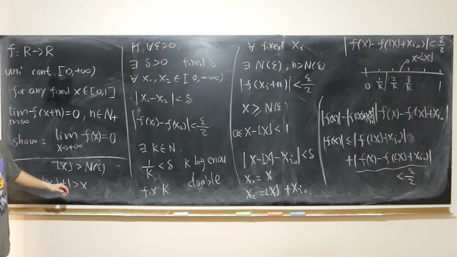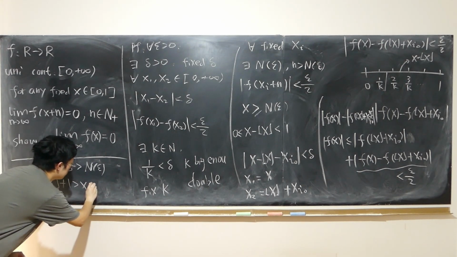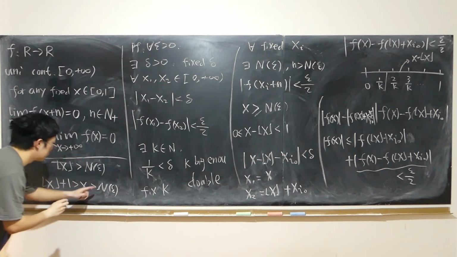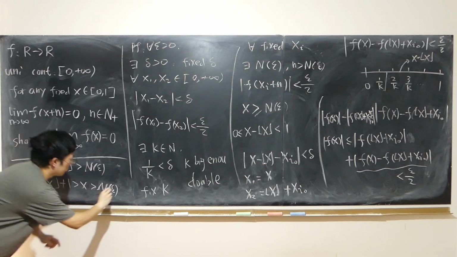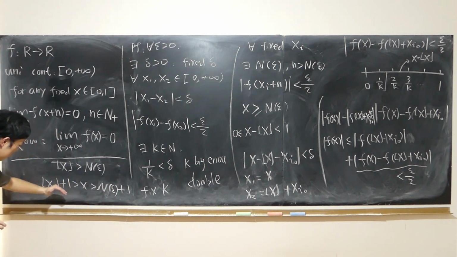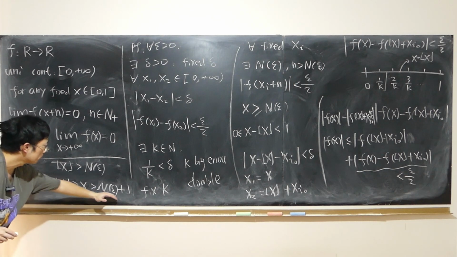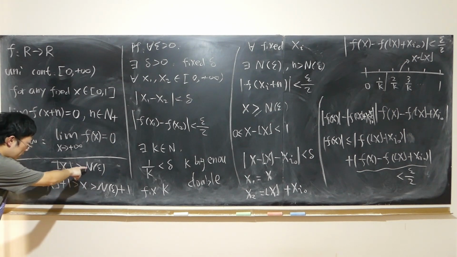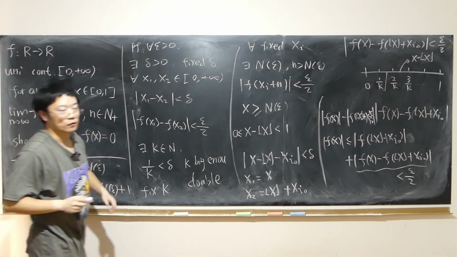For example, if x is 10.5, the floor would be 10. 10 plus 1 is 11, already bigger than 10.5. So that's what I mean, right? As long as I let x be big enough, bigger than capital N of epsilon plus 1 perhaps, because the floor of x plus 1 is bigger than x. In that case, the floor of x plus 1 must be bigger than this plus 1. So minus 1 on both sides, the floor of x has to be bigger than capital N. In that case, this is definitely achievable.